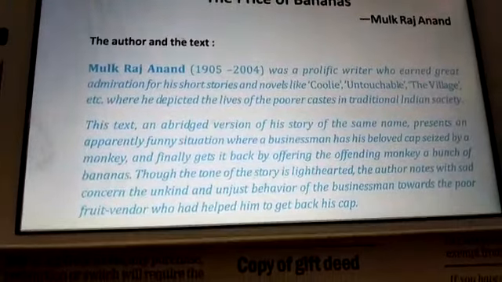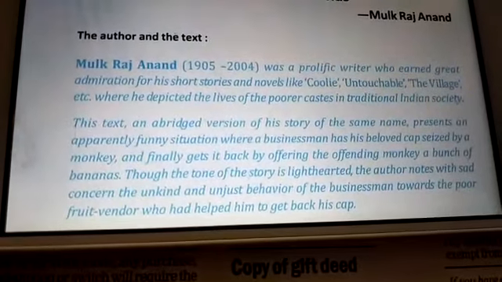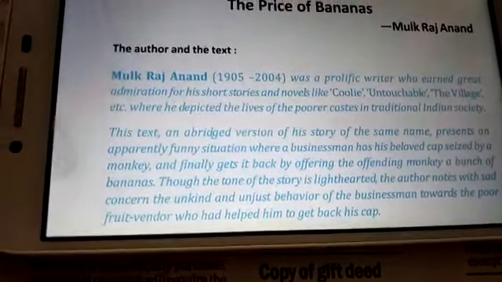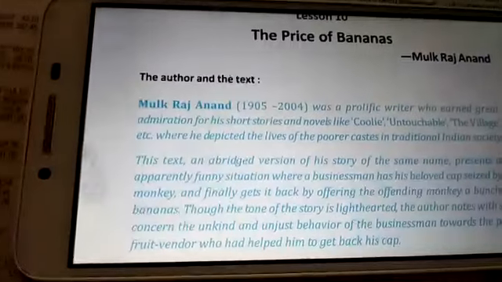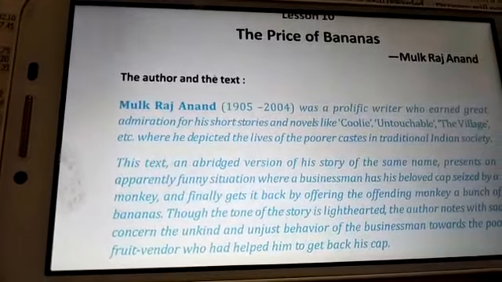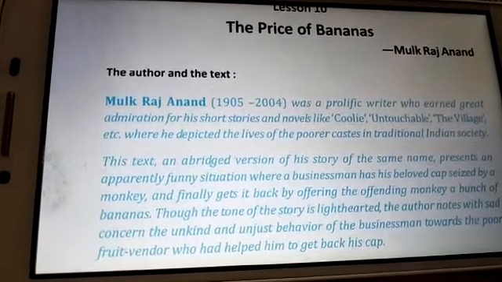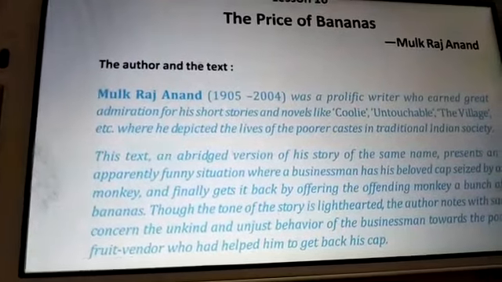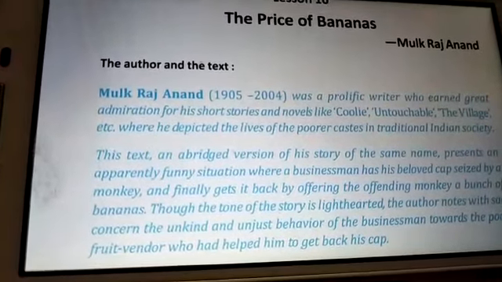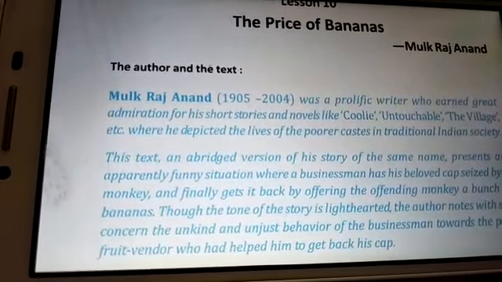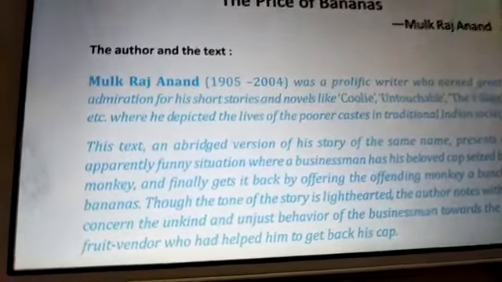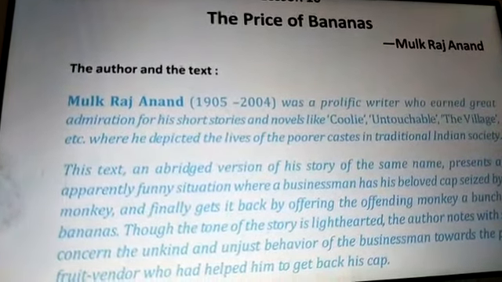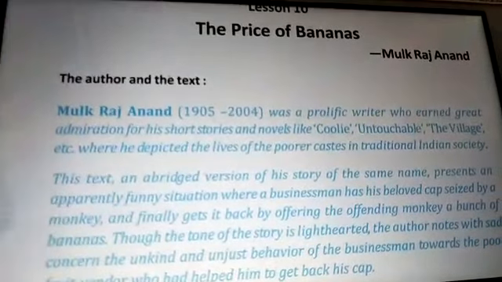So here we discuss firstly Mulk Raj Anand, the great Indian author of English, and he was a very prolific writer, and one of his famous novels is Untouchable. There are others also like Coolie, A Leaf with Two Birds, something like that. So he was a very prolific writer, and he wrote many short stories. Here we are reading one, The Price of Bananas. It is an abridged version, that is, a shortened version.